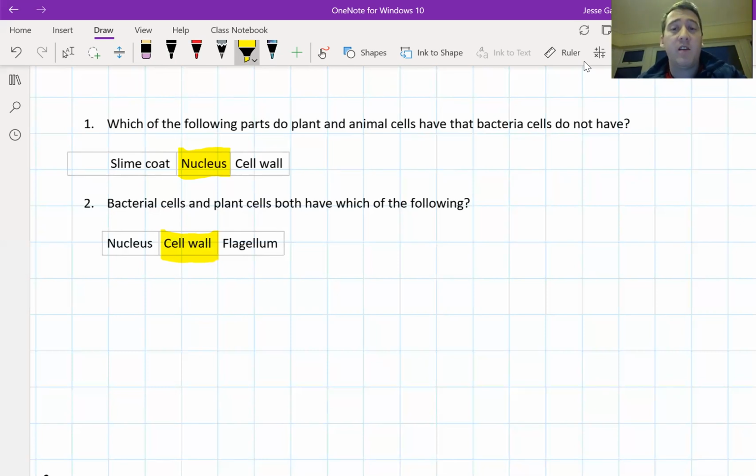So I hope you wrote down cell wall. Let's just check the last one to see, maybe there's two right answers. Bacteria cells have a flagellum, but plant cells do not. So I am not going to write down flagellum. So cell wall is the correct answer.